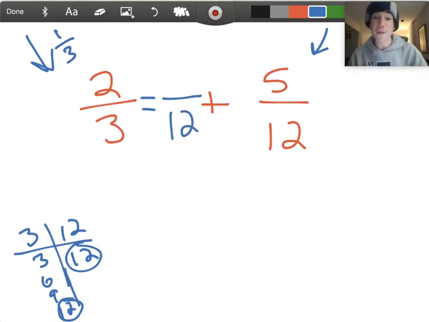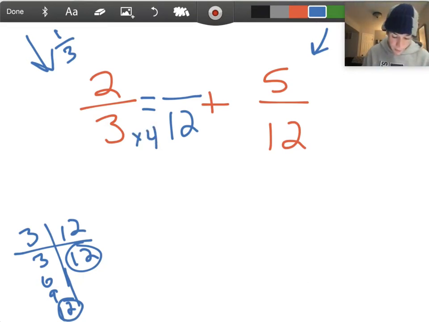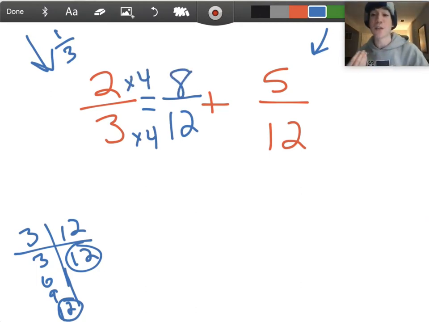Just for reference, a 12th is like taking a third and splitting it into 4 parts. So a 12th is actually a fourth of a third, which is a much smaller piece. Because of that, I am going to multiply 3 by 4 to get 12. Do the same to the top here, and I get that 2/3 is the same thing as 8/12ths.